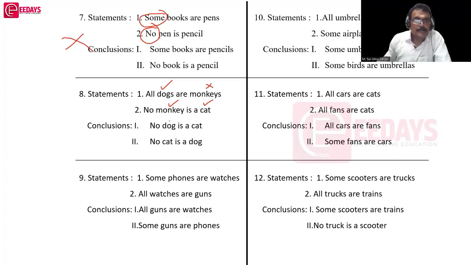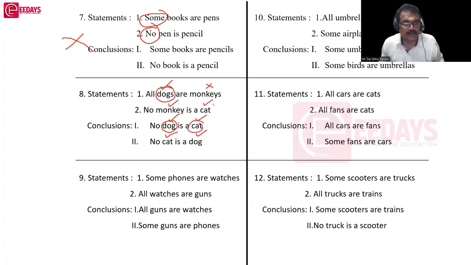Okay. Now, no dog is a cat. No cat is a dog. What is the middle term? Monkeys. It does not exist in the conclusion. Yes, these two may be valid. The term dog is distributed in the conclusion and in the statement also. The cat is distributed in the conclusion and in the statement as well. Here also cat is distributed in the conclusion and statement, and the dog is distributed in the conclusion and statement as well. So, both conclusions are valid mediate inferences. That's it.